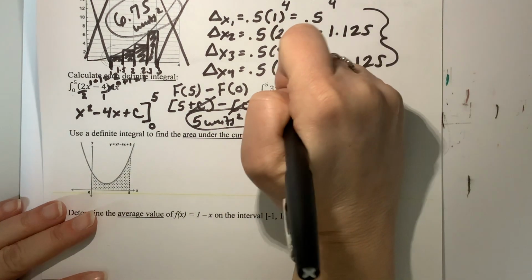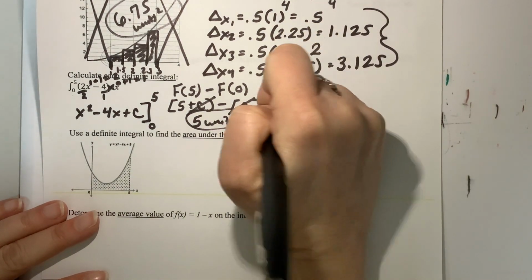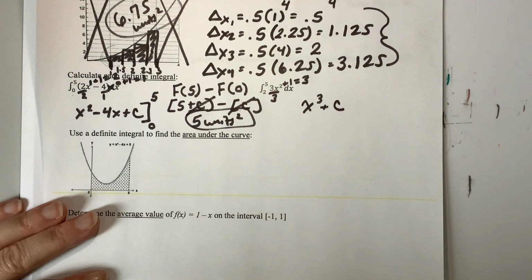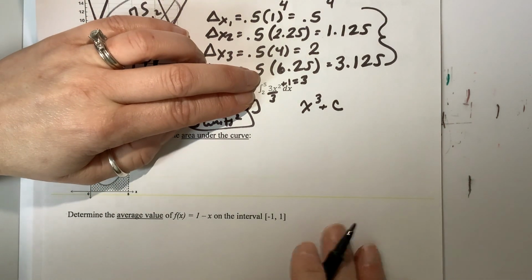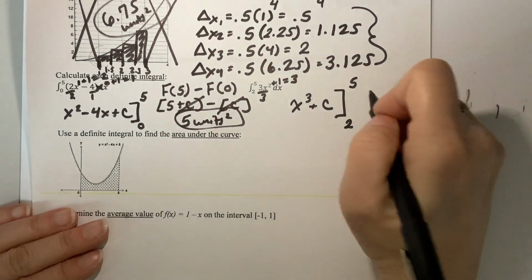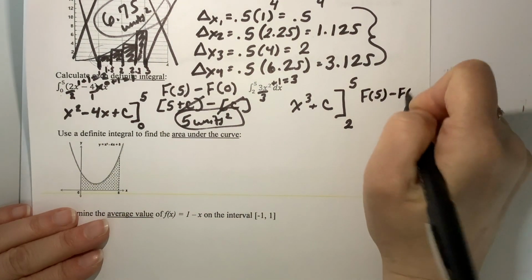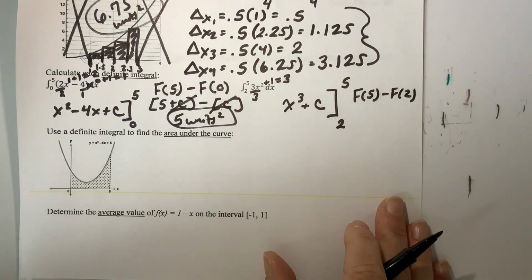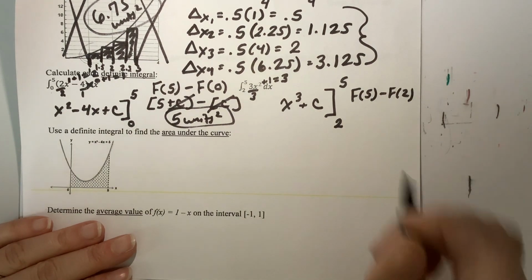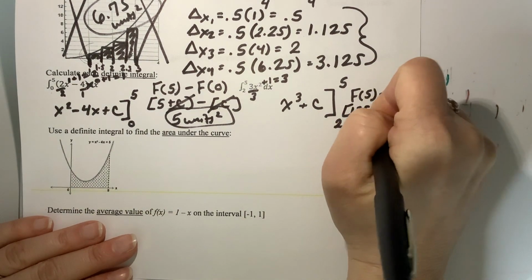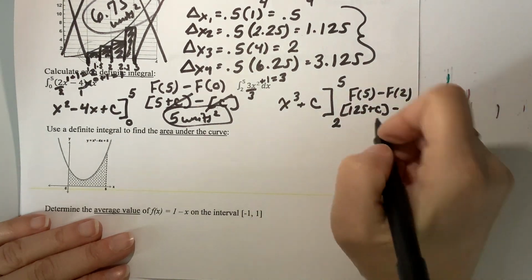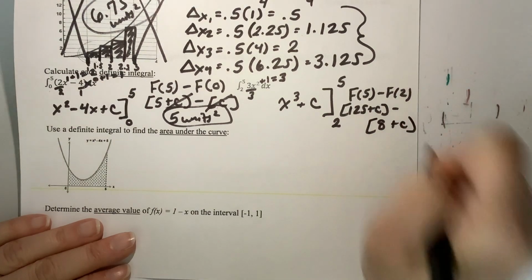This is just one term. Add 1, it's a 3. Divide by 3, this is x cubed plus c. That's step 1. We see that we have numbers on top and bottom, so we calculate from 2 to 5. You always fill in the highest value first, then the lowest value, and you subtract. If I fill in a 5, 5 cubed, 5 times 5 times 5 is 125 plus c. If I fill in a 2, 2 times 2 times 2 is 8 plus c.